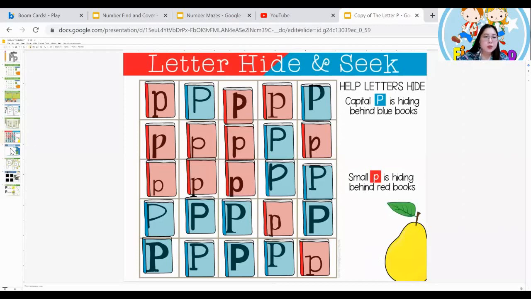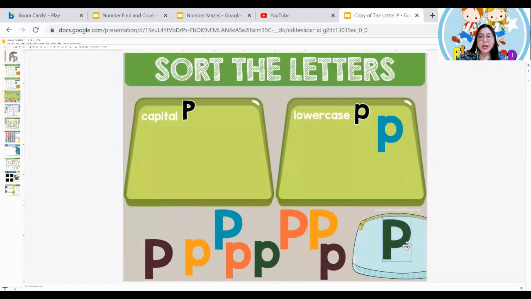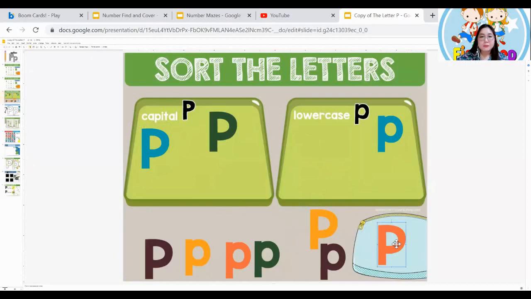So how about we sort the letters also? So where is the sorting letters? Here. So we have capital letter P and lowercase letter p. So can you help me? Is this capital or lowercase? It's lowercase letter p. How about this one? Capital or lowercase? It's capital letter P. This one, this is capital again. Very good. How about this one?